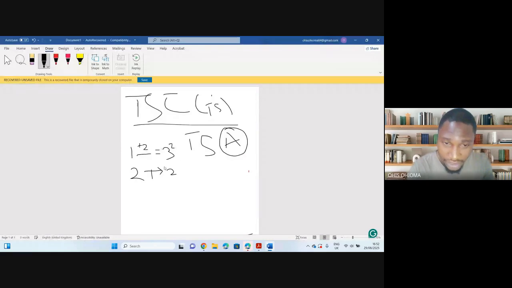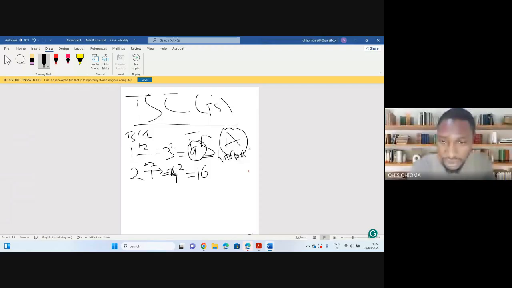I'm sorry, there's a reason why I'm doing this, so that you can understand. So 2 plus 2 is equal to 4. Now 3 raised to the power of 2 is 9, and 4 raised to the power of 2 is 16. So for tuberous sclerosis 1, the TSC1 gene is located on chromosome 9, and this is known as hamartin.